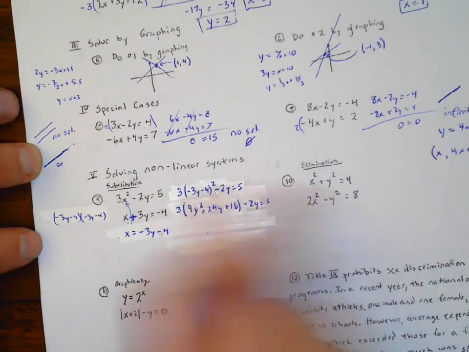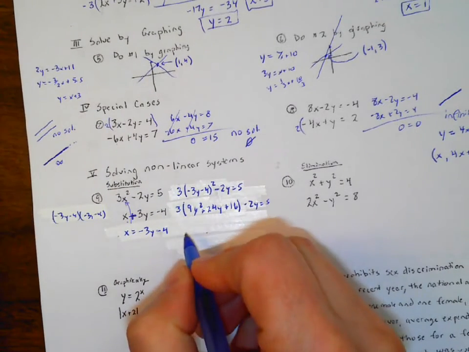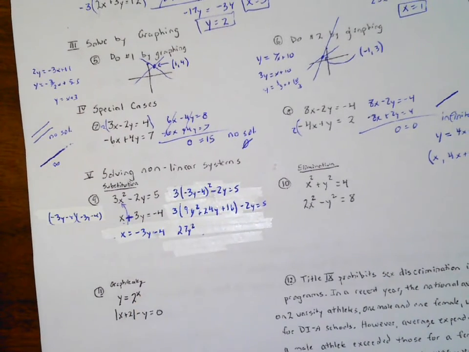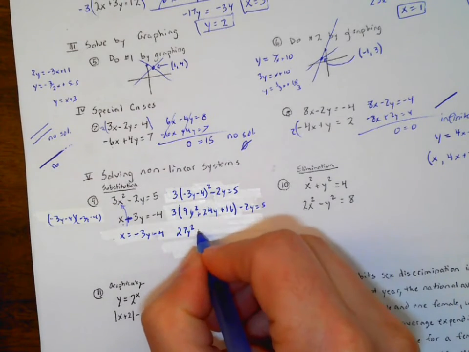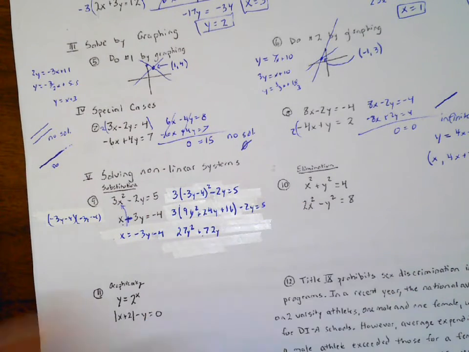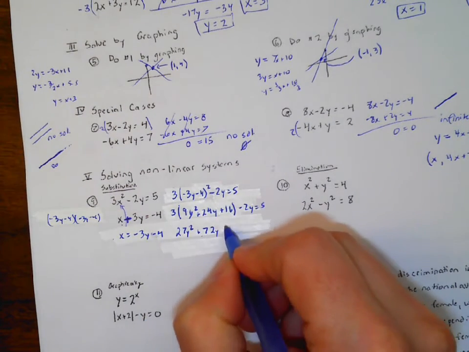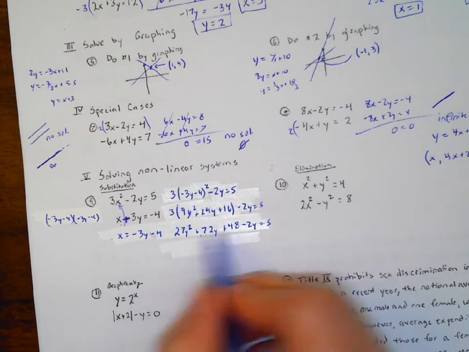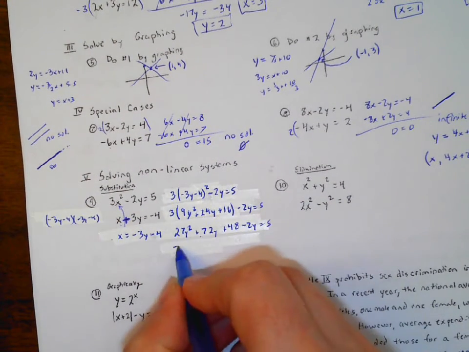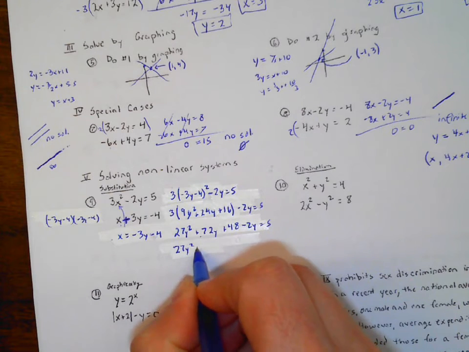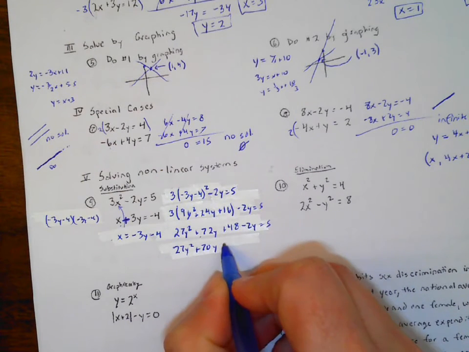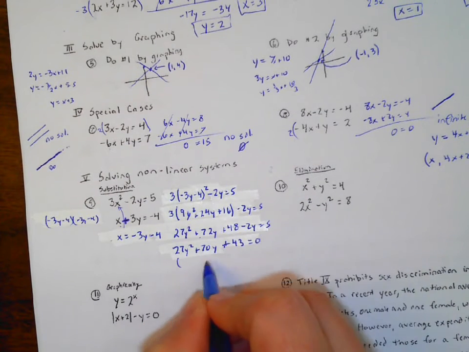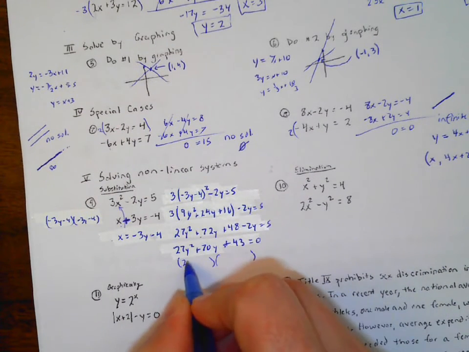Okay, so now multiply through there. 27y squared plus 72y plus 48 minus 4y. Okay, and then I'm going to add these y's together. When I subtract that 5 over to get it equal to 0, now it can be factored.